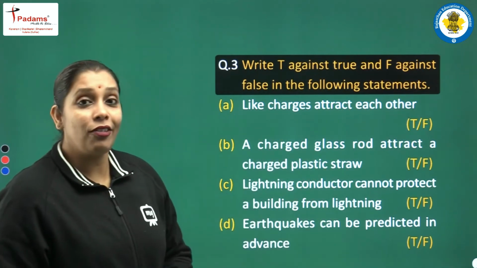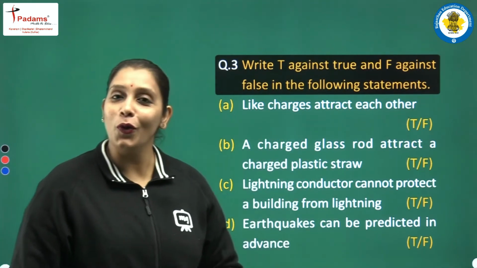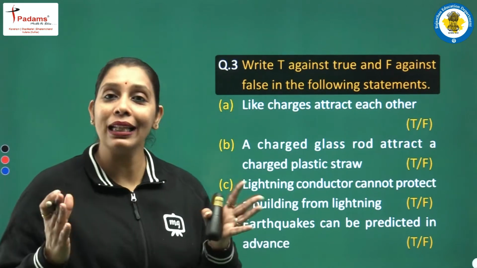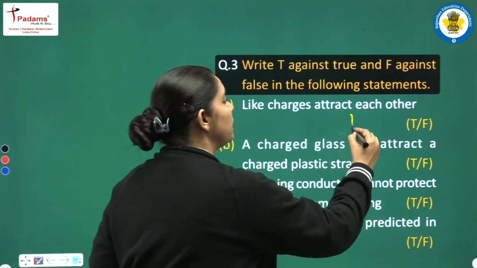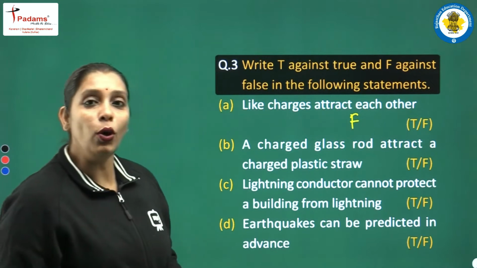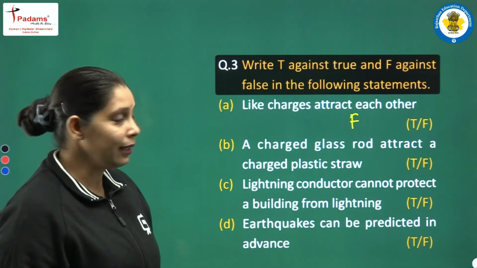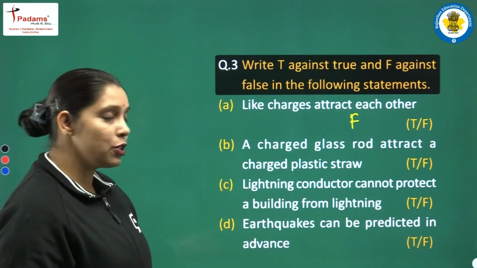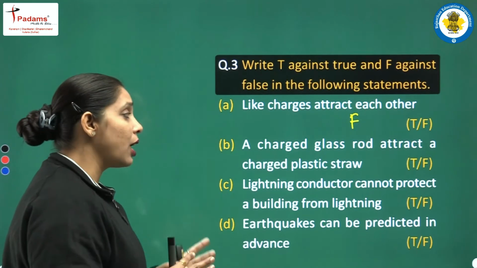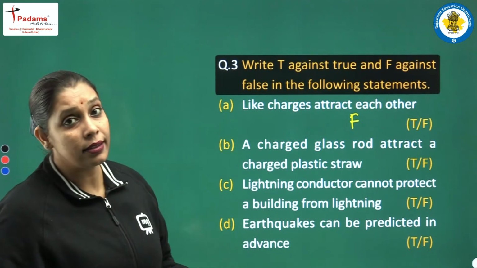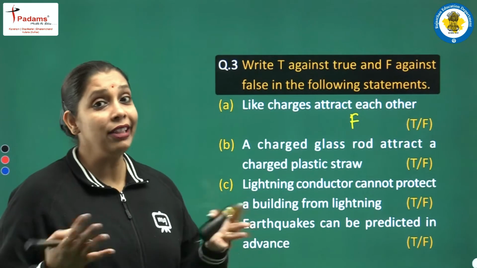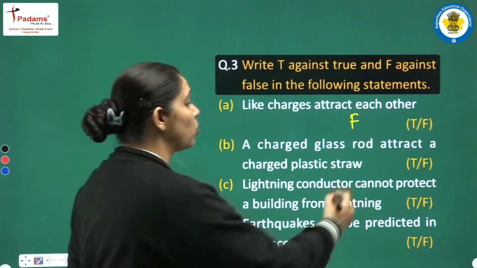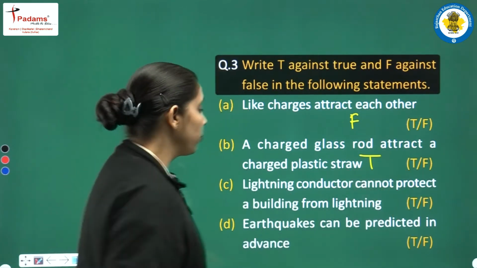Like charges attract each other? No, हमने क्या पढ़ा है? They repel each other. So here this statement is false. So you have to mark F. Clear? A charged glass rod attract a charged plastic straw? Yes. देखो दोनों charged हैं, they can attract each other. Clear everybody? So this is true.